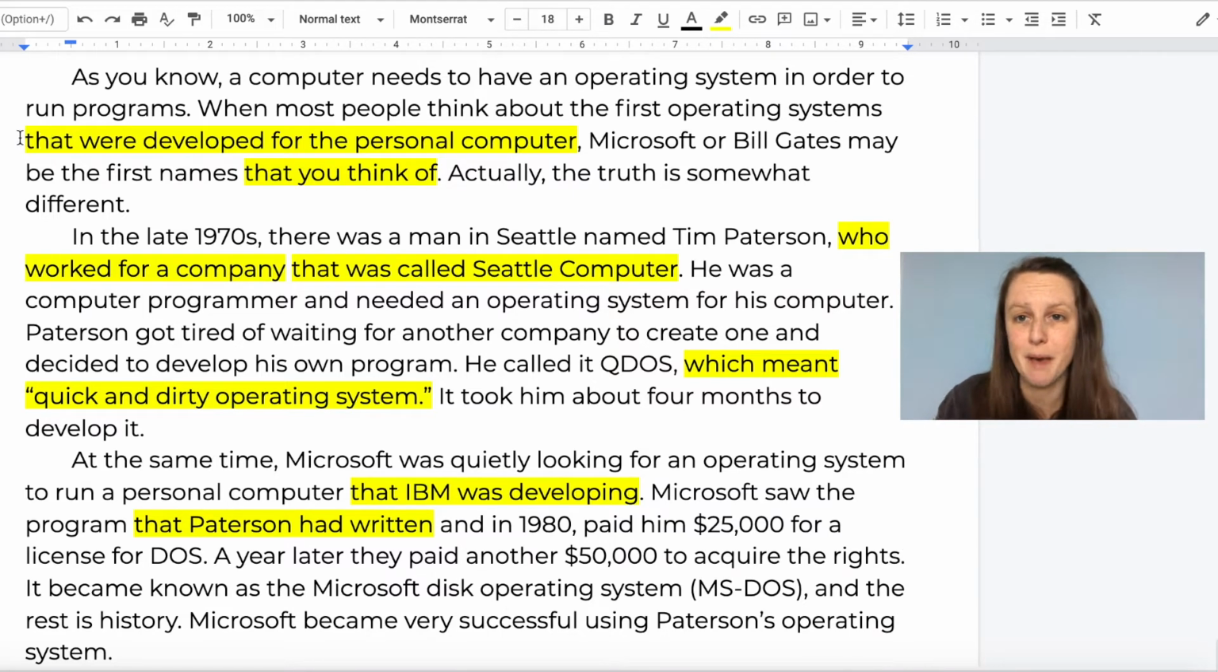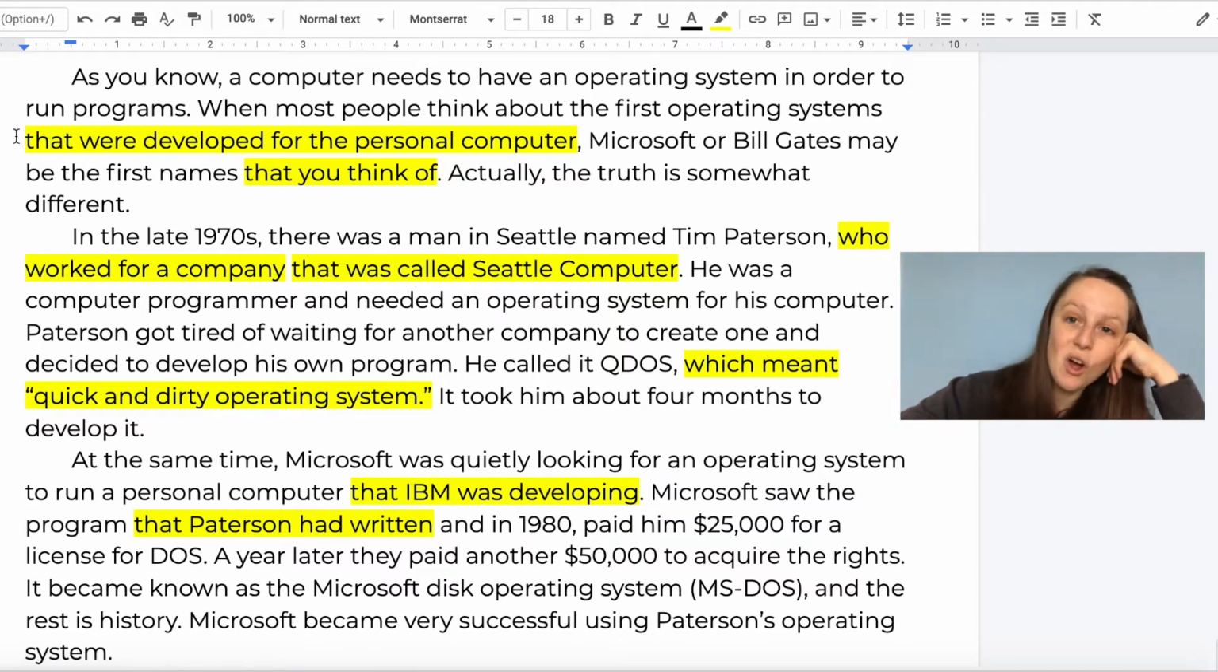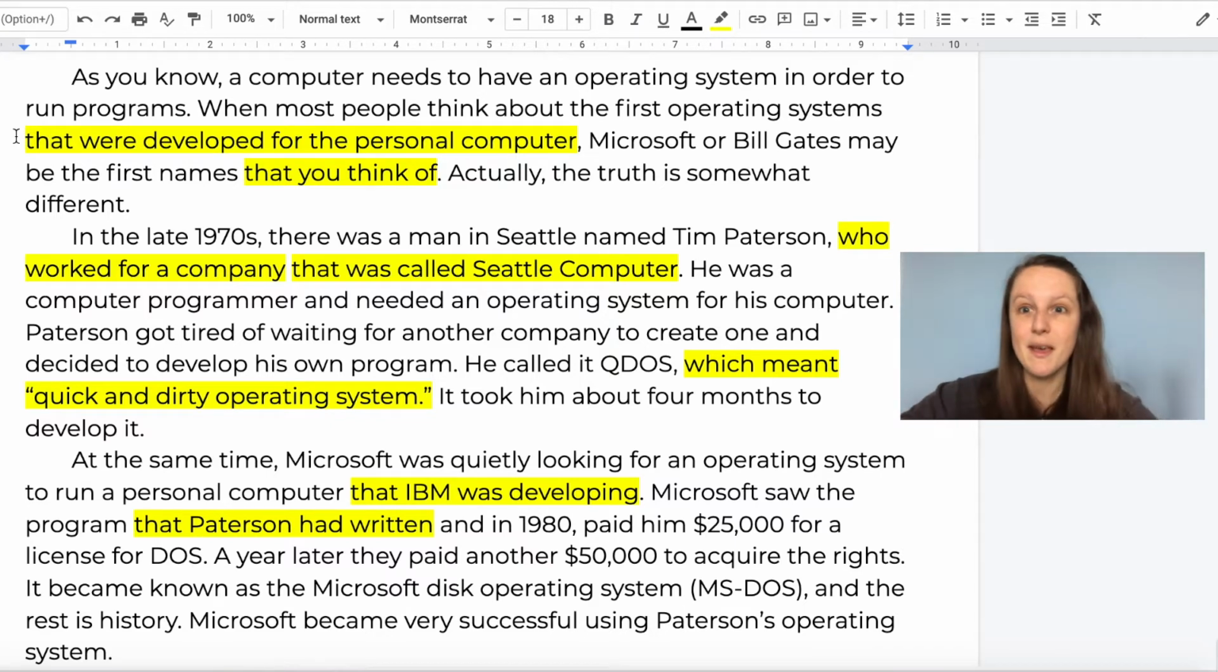You can also try to imagine this clause as its own complete sentence and try to figure out what the word that is replacing. Relative pronouns are pronouns, so they're always replacing some other noun. In this case, if we made just this adjective clause into its own sentence, we would probably say the first operating systems were developed for the personal computer. So this is replacing the first operating systems, and it is the subject of the clause.